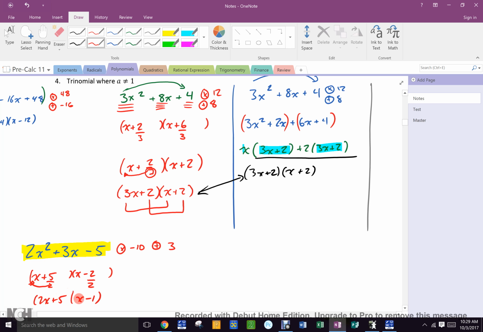Is 2x times x 2x squared? Yeah, sure, you betcha. Is 5 times negative 1 negative 5? Yeah, sure, you betcha. If the first and last work, does the middle work? Yeah, and I'm done. Can everybody do that? Everyone remembers this now, one way or the other?